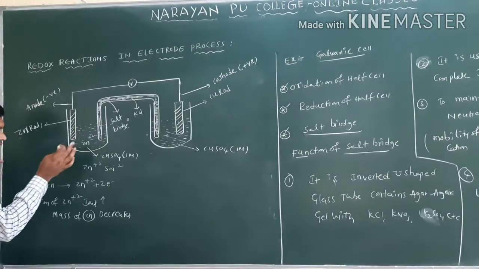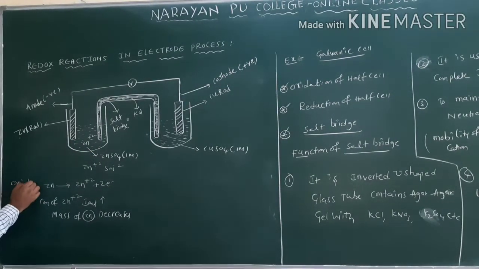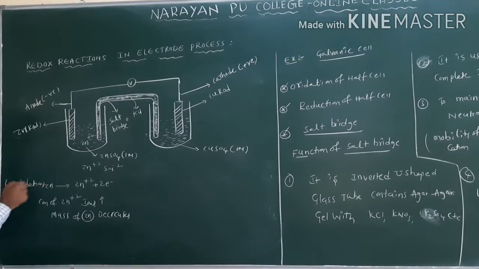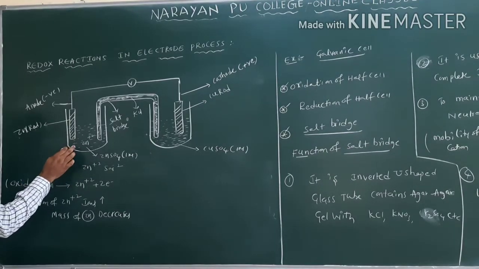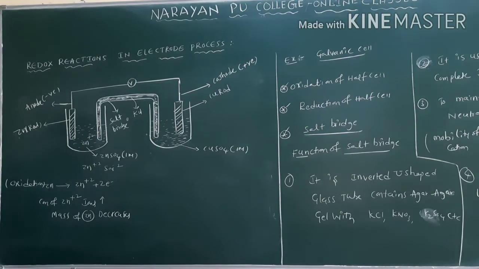This is the half cell. In this half cell, what happens here? Oxidation takes place. So this is called the oxidation half cell only.